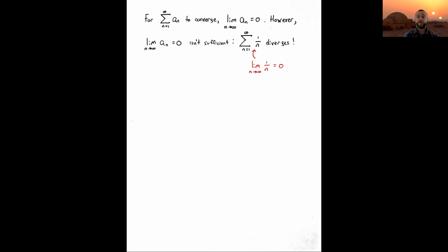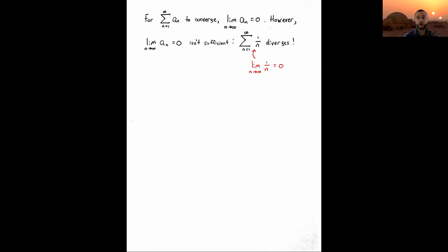All right, before we get to one of our first tests called the divergence test, let's take a look at what those examples tell us. And what we can extract from those two is that if we have an infinite series and we want it to converge, we have to have that the terms a sub n approach 0 as n approaches infinity. So we would say that the limit of a sub n, the general term, has to equal 0.